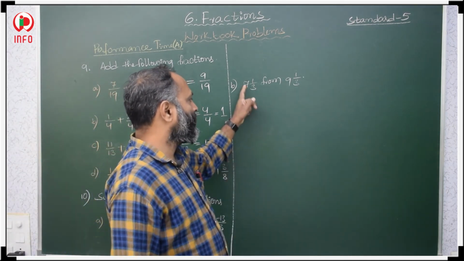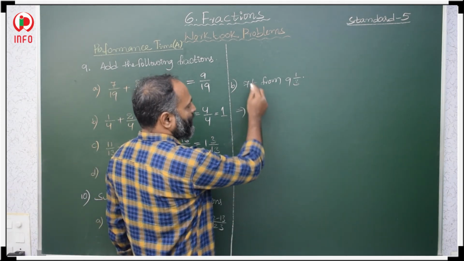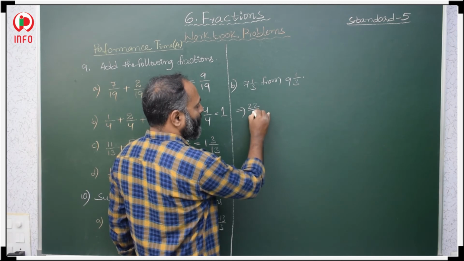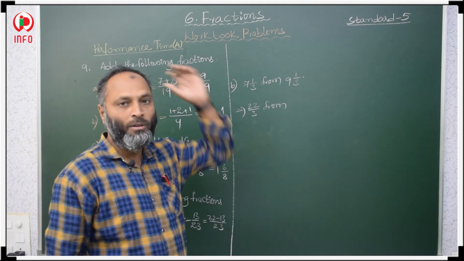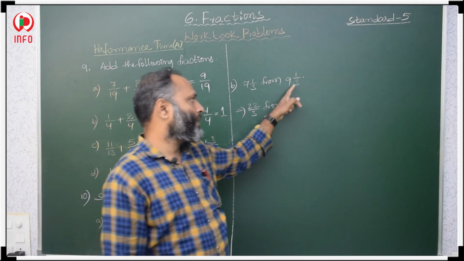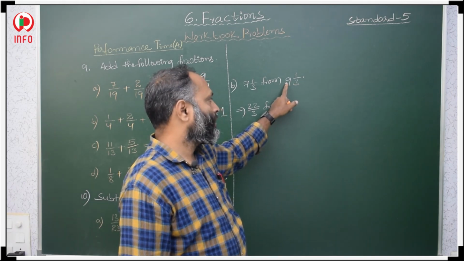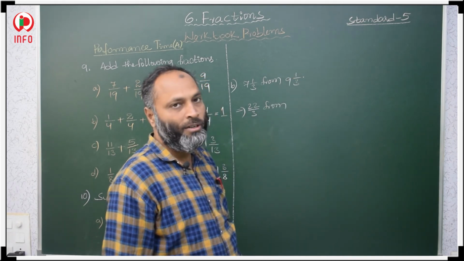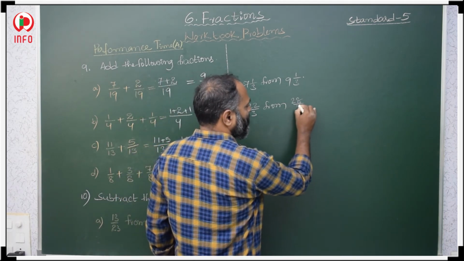Here also, how to find the difference? First we have to convert this into an improper fraction. 7 3s are 21 plus 1, 22 by 3 from. Then this also we have to convert into an improper fraction. How to convert to improper fraction? We multiply the denominator with the whole number. 3 9s are 27 and add the numerator. 27 plus 1, 28, 28 by 3.